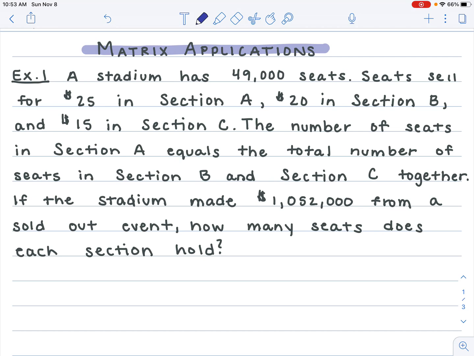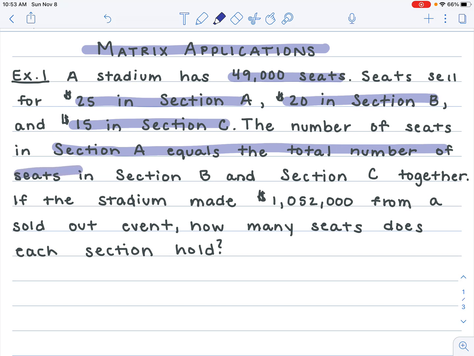What I want you to do is pause this video and write all the stuff down. We're going to read through it and kind of highlight or pull out information that we think is going to be helpful. It says the stadium has 49,000 seats. Seats sell for $25 in section A, $20 in section B, and $15 in section C. The number of seats in section A equals the total number of seats in section B and C together. If the stadium made $1,052,000 from a sold-out event, how many seats does each section hold?